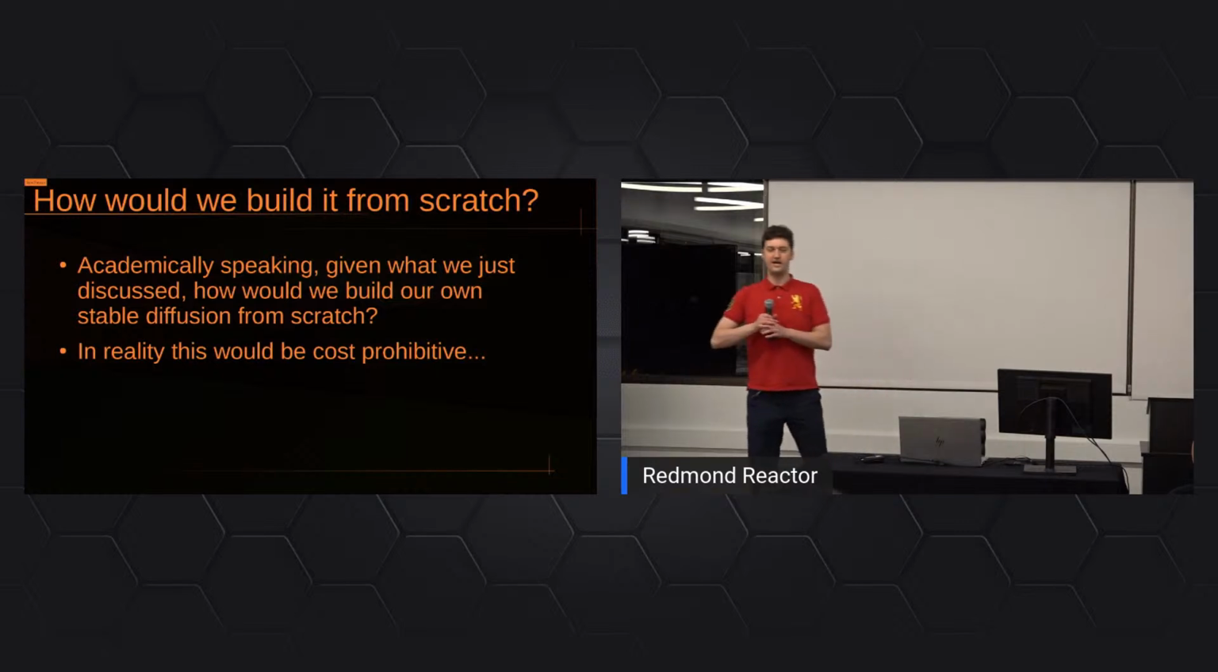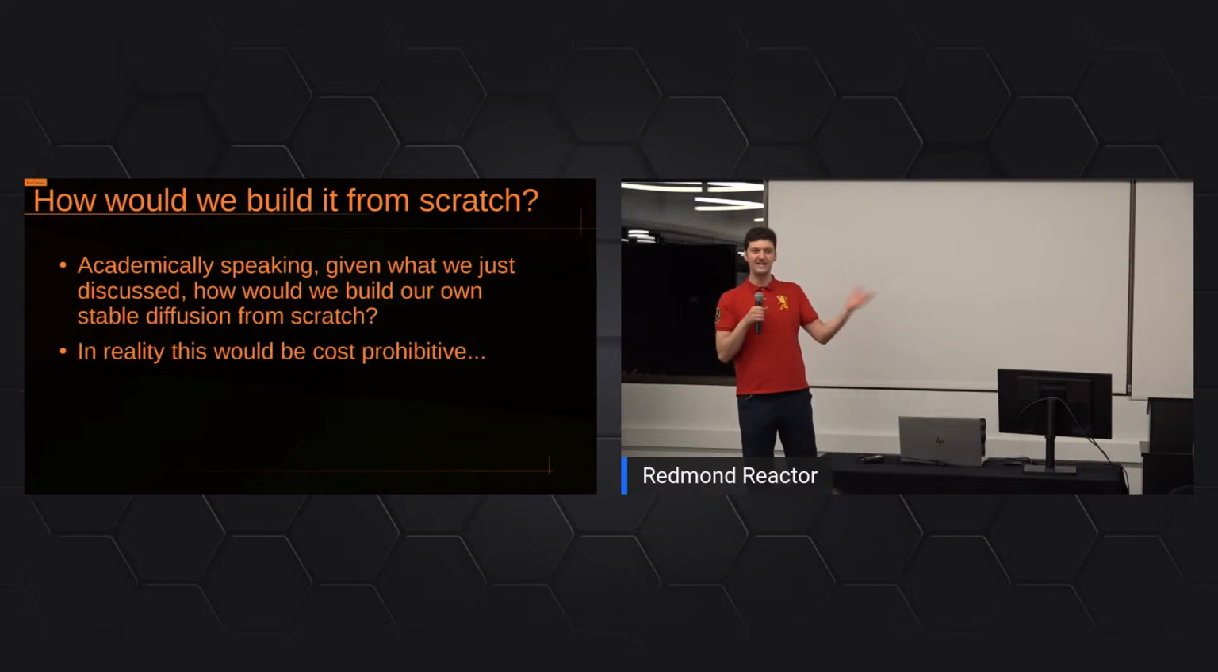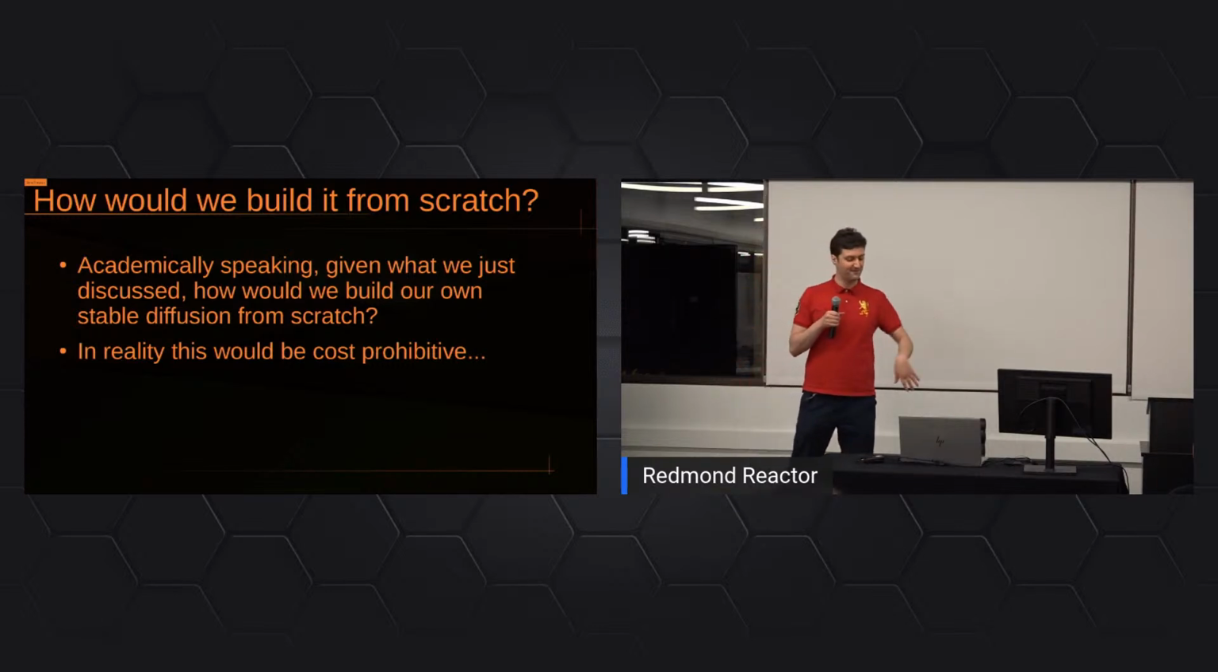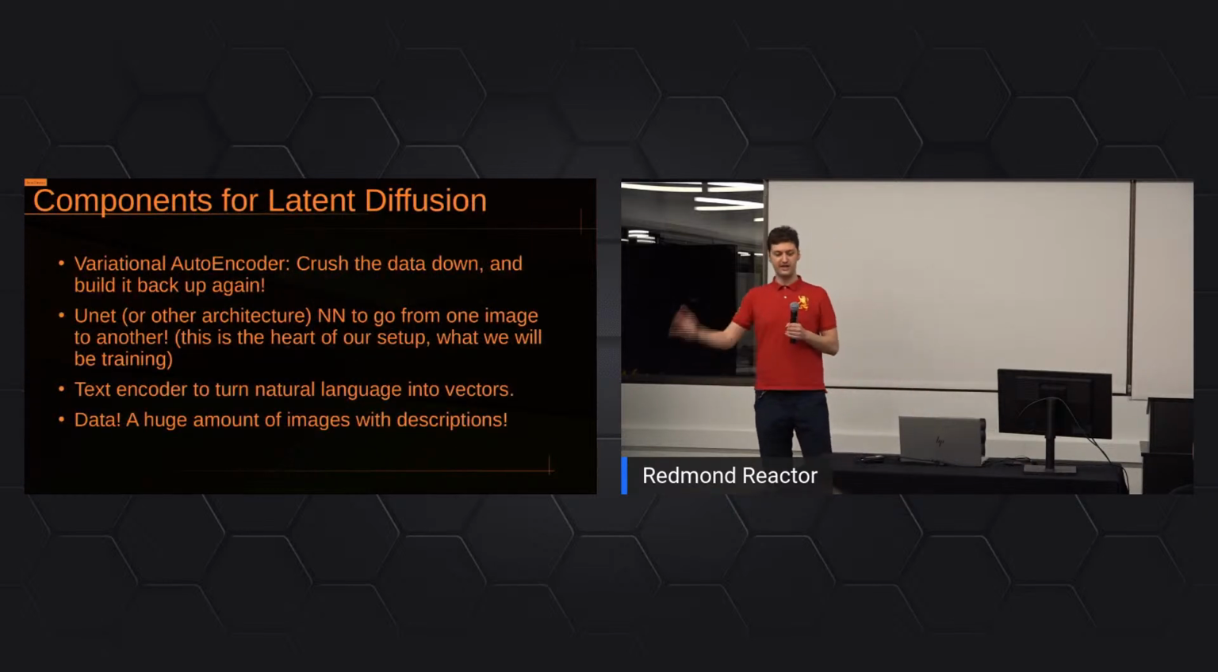So let's just quickly review what I was just discussing with how we would build this sort of model from scratch. Obviously, that would be cost prohibitive. Even Stable Diffusion, which is one of the cheapest of the models as far as the amount of money it took to train, cost apparently around $600,000 in computation. So unfortunately, it can't exactly be trained on our home desktops. But from a purely learning standpoint, let's go through how we would train it.